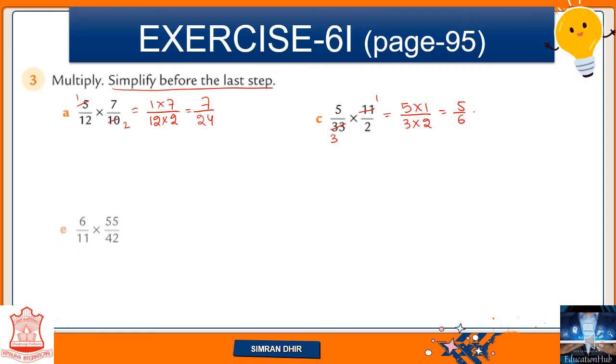Let's see one more part, that is E part. E part is 6 by 11 into 55 by 42. Now if we clearly see this, 11 and 55 are multiples. So 11 1 times is 11 and 11 5 times is 55. Now 42 comes in the table of 6, that is 6 1s are 6 and 6 7s are 42. So it will be 1 into 5 upon 1 into 7, that is 5 by 7 is our answer.